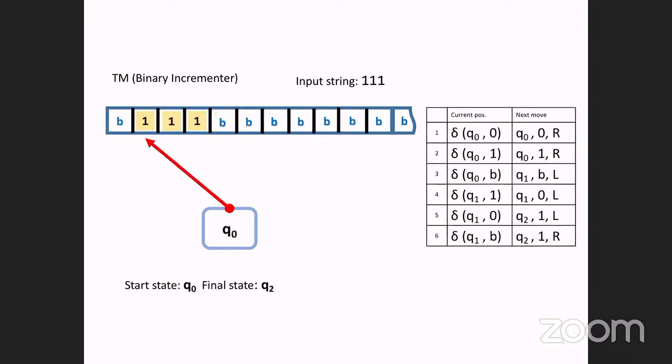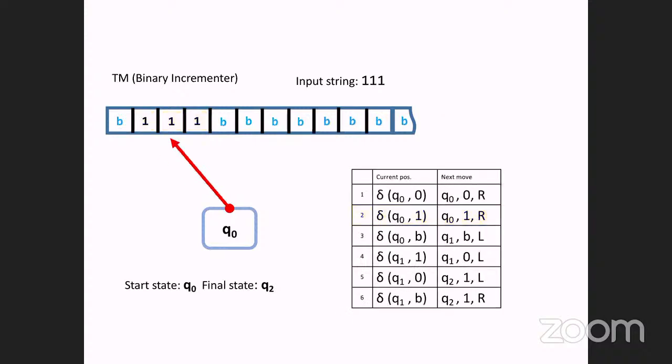One more illustration. This time I'm just giving 111. We know that when you add the increment here, this becomes 0, this becomes 0, this becomes 0, and then this has to become 1. So the machine has to come right through and then move, make it 0, then this 0, 0, and then this blank is made into a 1. At that time, it reaches the final state. So for the input string, the binary incrementer gives 1000.